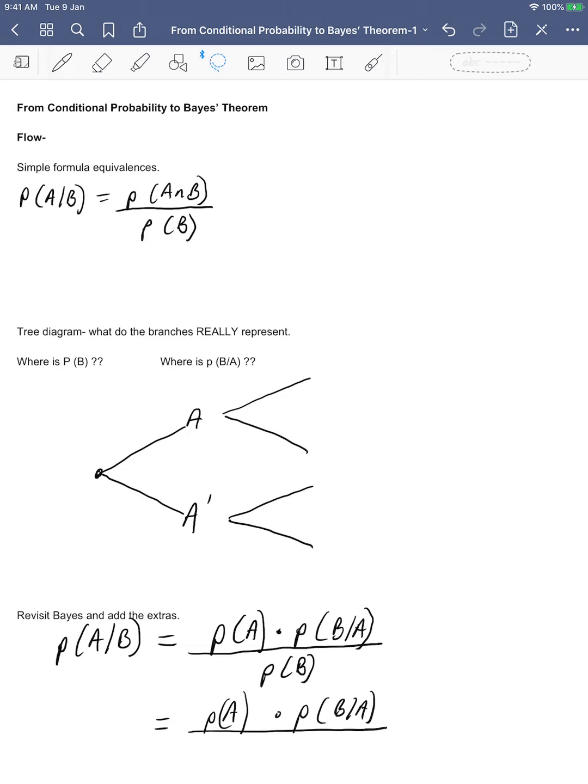Okay, so Bayes' theorem is a fancy formula, but we want to build it up from the start, and the starting point is the conditional probability formula. And this is pretty much well understood. You can understand this just by the very nature of it, A given B. And a good understanding of this comes from the Venn diagrams, possibly. You can get it from a tree diagram, but a fundamental understanding from a Venn diagram.